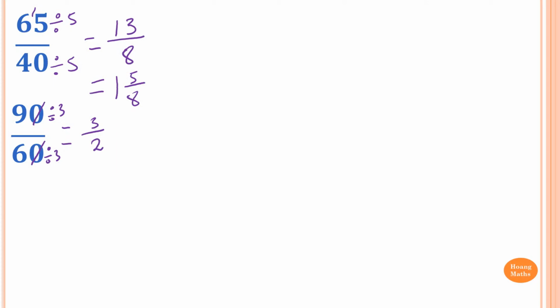So 3 over 2. So 3 over 2 is an improper fraction, so we write that into a mixed numeral. 2 go to 3 is 1, remainder 1. So 1 and 1 over 2, the 2 we just write down.